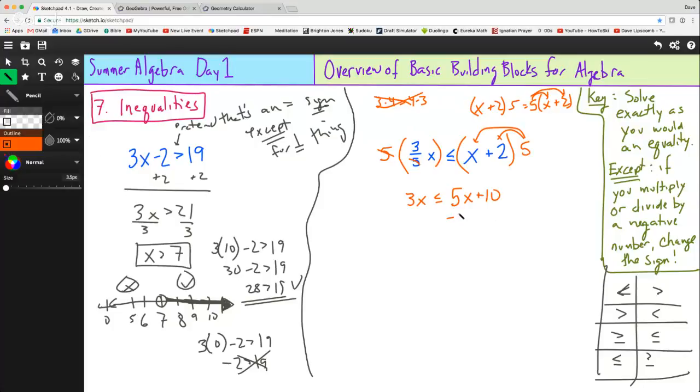Okay, so now I'm going to subtract 5x to get all my x's on the left. Is less than or equal to 10. So when I do subtraction, I can subtract and add positive and negative numbers, and I don't flip my sign for adding or subtracting. Right? We only flip the sign when we multiply or divide, not when adding or subtracting. Okay.